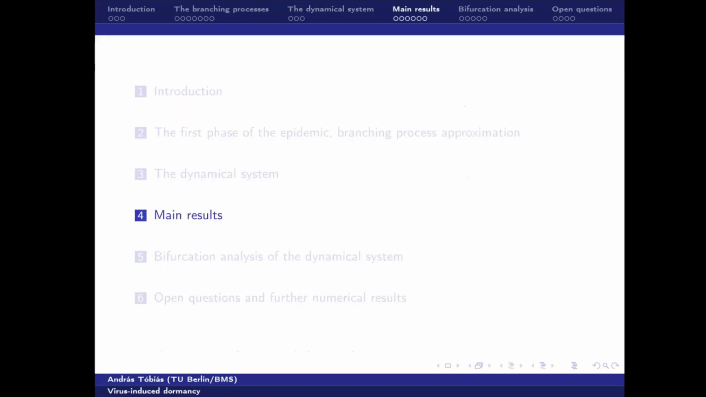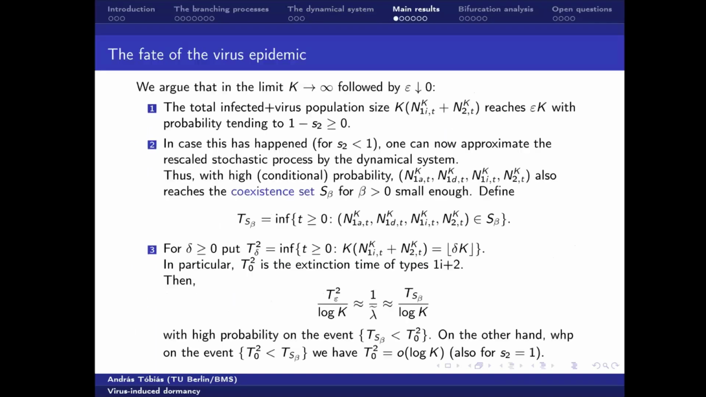And now I can start talking about the main results, putting together the things about the dynamical system and about the branching process. So, we had this epsilon parameter, right? And then we want to consider the limit K to infinity and then epsilon to 0. Basically, we want to show that the total infected plus virus population size reaches epsilon times K with probability tending to 1 minus this extinction probability S2, which may be 0 or may be positive, depending on whether the branching process is subcritical or supercritical. And if you have a macroscopic epidemic, so S2 is less than 1, that happens only in the supercritical case.